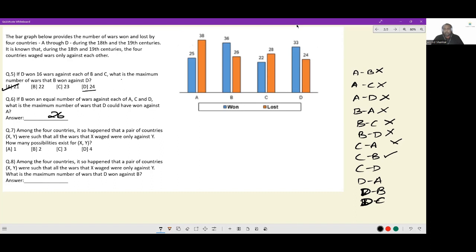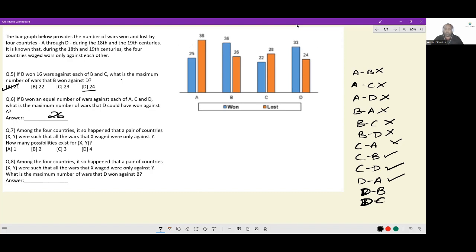Then let's look at the next pairing, CD. 22 wins for C, 24 losses for D. Great. And 28 losses for C and 33 wins for D. This is also possible, which is to say all wars of C were against D only. This pairing is also possible. Let's look at the next pairing, DA. 24 losses, 25 wins, possible. 33 wins and 38 losses, possible. All wins of D are coming against A and all losses of D are coming against A. This is also possible. Wonderful.